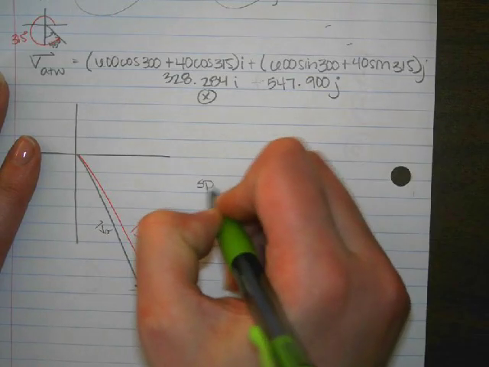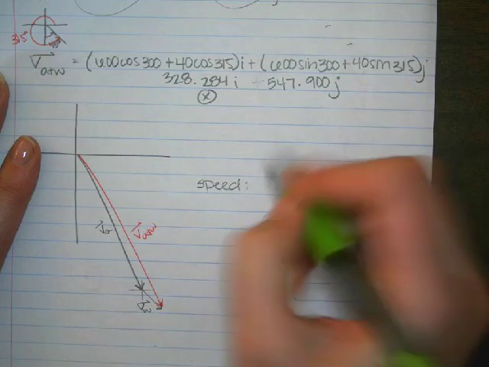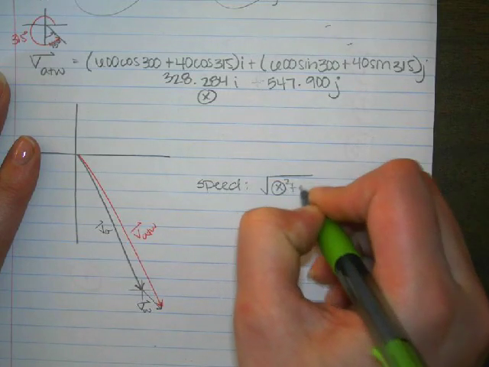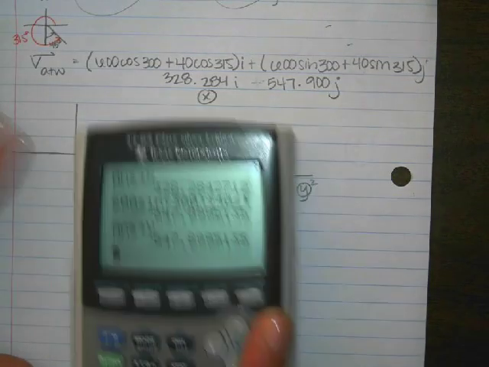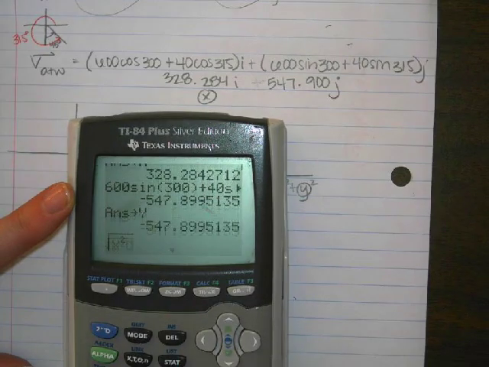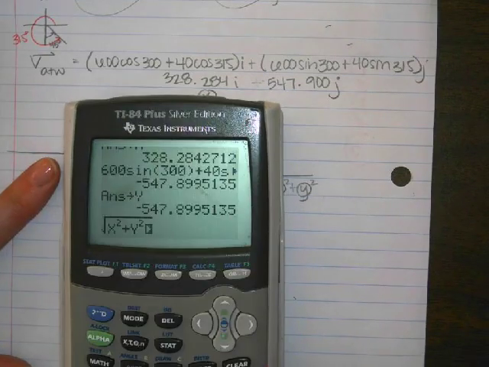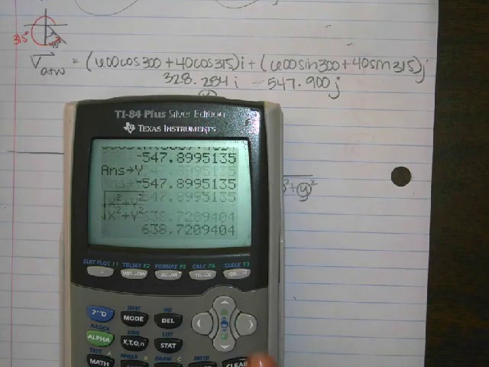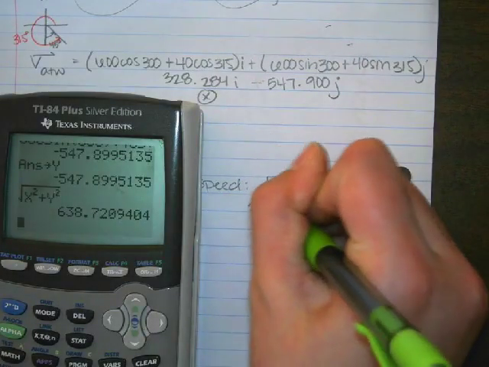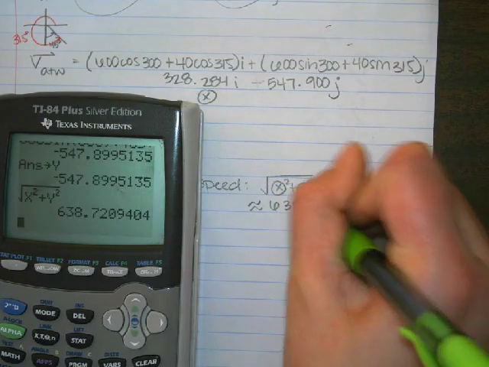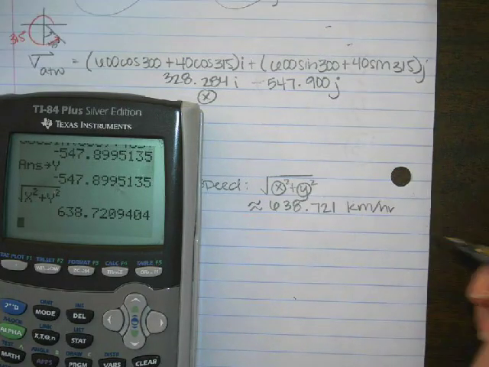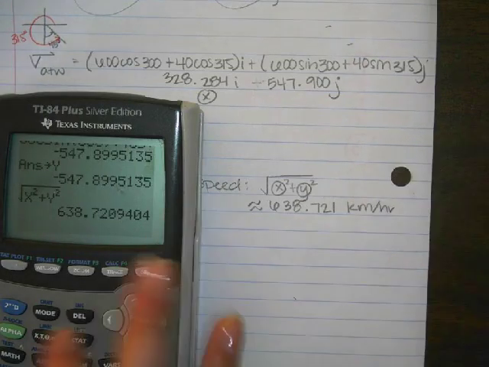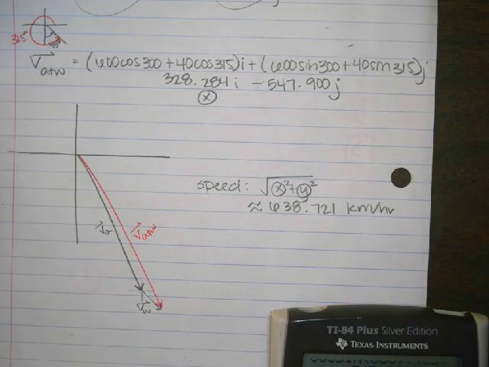Yep, so speed. And this part we can start to shorthand stuff. So I'm just going to say square root of x squared plus y squared. I'm not going to write out the numbers this time. And the units are kilometers per hour. So since the wind wasn't pushing against it too hard, it actually sped the plane up. It made it go faster.